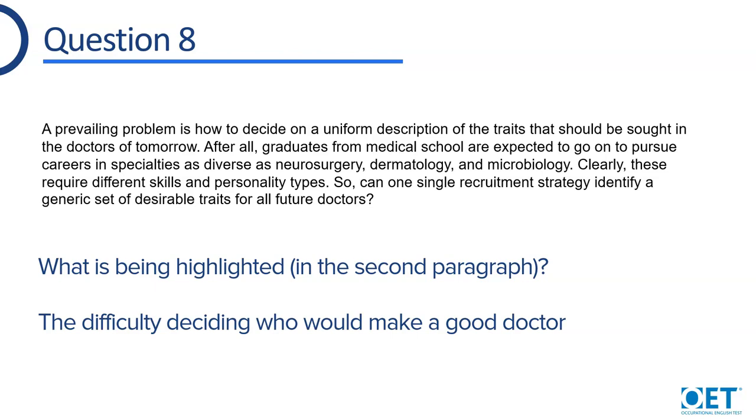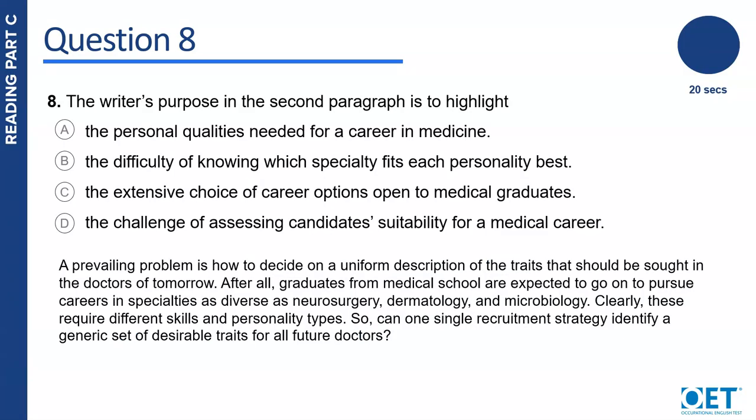Looking back at the answer options, take 20 seconds to think about what you just read and which of the answer options are a good match for this. A and D both mention personal qualities and suitability, but only D includes the problem element of the paragraph, the difficulty deciding who would make a good doctor.